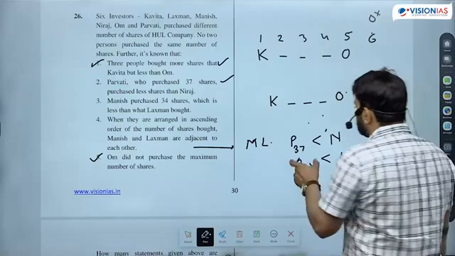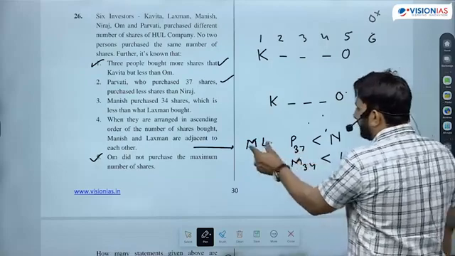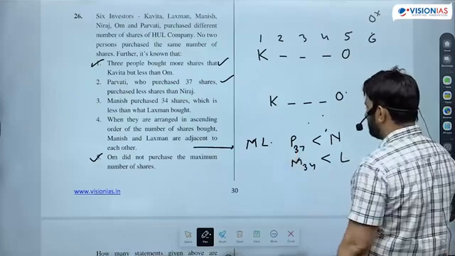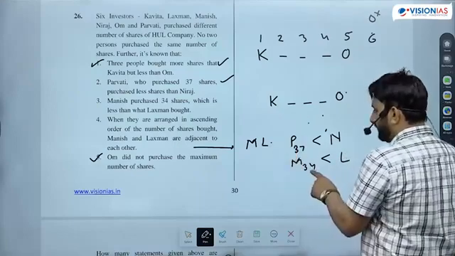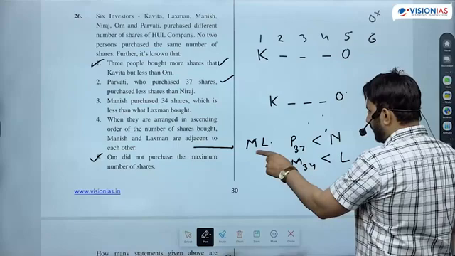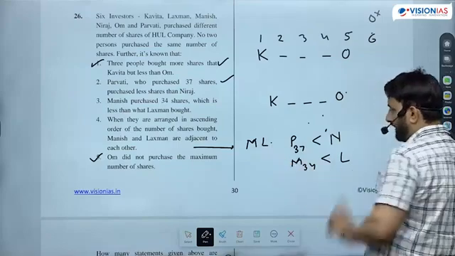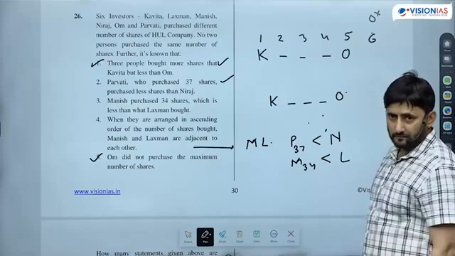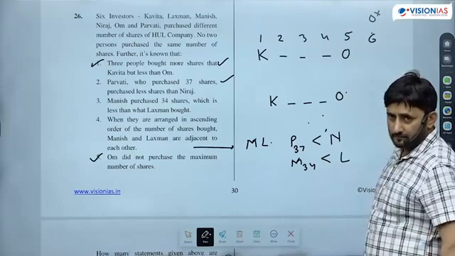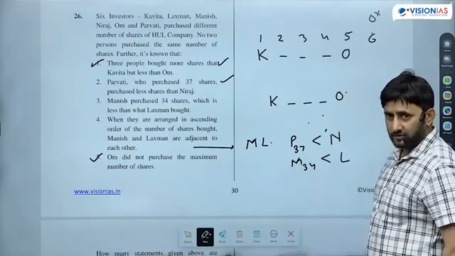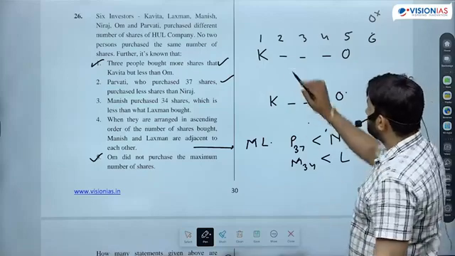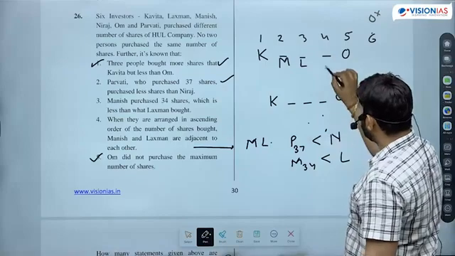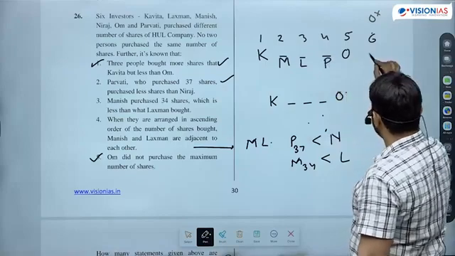अब इस स्टेटमेंट को यूज करो बेटा. M and L they will occupy 2 consecutive places. M bought 34 और M के जस्ट बाद में L होगा, तो कहना ही से L हैज टू कम बिफोर P. होगा ना बच्चे? M, after that L, and P has more than that, N has more than him.